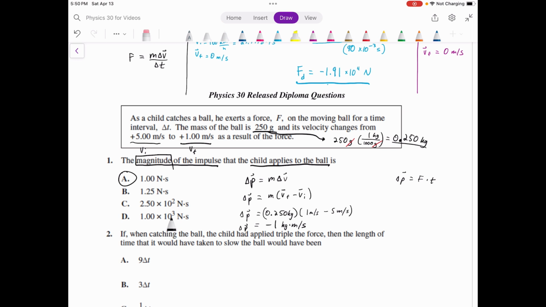So notice here, do you know how you get this answer? You get this answer from forgetting to convert grams to kilograms, right? So they base the wrong answers on common mistakes, okay? So the answer is A.